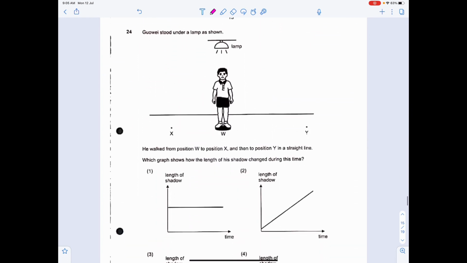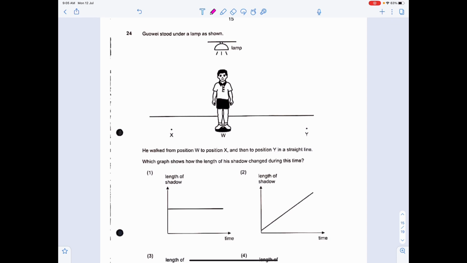Okay, question 24. Guo Wen stood under a lamp. Now this is a very classic question on light and shadows. He walked from position W to position X and then to position Y in a straight line. Which graph shows the length of his shadows change during this time? Now this question is actually akin to the question whereby the sun is setting and rising. A lot of students will think that this question is related to the question whereby the different position of the object, light source and screen. No, this has got to do more with the sun.